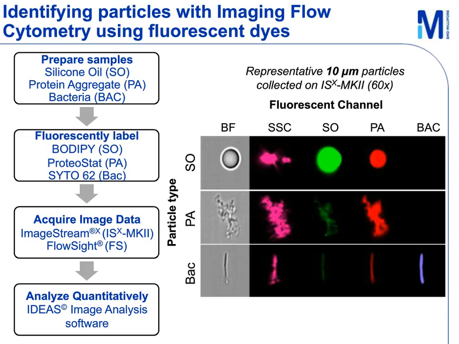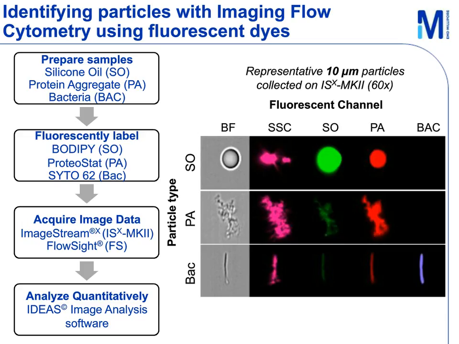In order to evaluate the specificity of these probes, we performed a simple experiment where we prepared samples containing silicone oil droplets, protein aggregates, or bacteria, and fluorescently labeled each sample using the staining cocktail. After fluorescent labeling, multispectral image data was then acquired using ImageStream-X or FlowSight and then analyzed using IDEAS. On the right-hand side, representative imagery of each particle type is shown for particles 10 micron in size, which was collected using the ImageStream-X at 60x magnification.